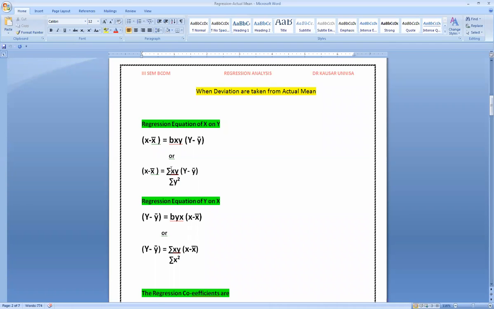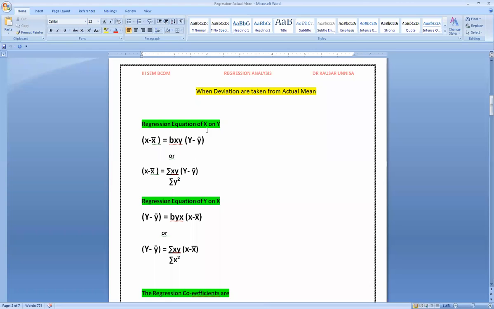Now when we take deviations, x minus x bar, we get the dx value. If we calculate for y, that is dy equals y minus y bar. When we have the deviations, the product of the deviations of x and y is summation xy divided by summation y square.